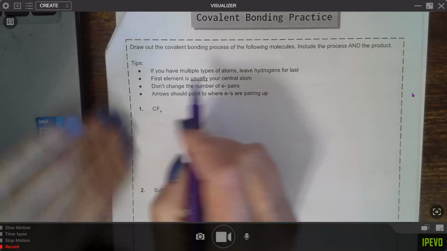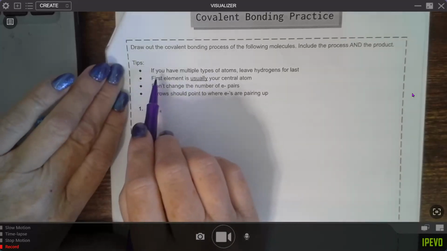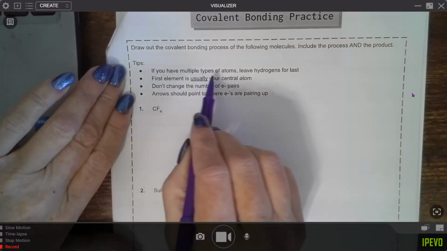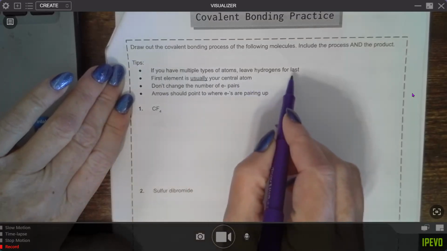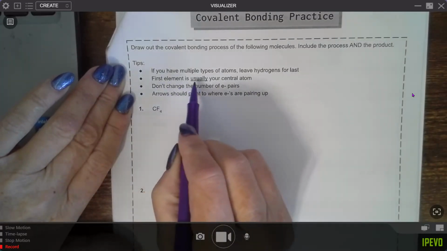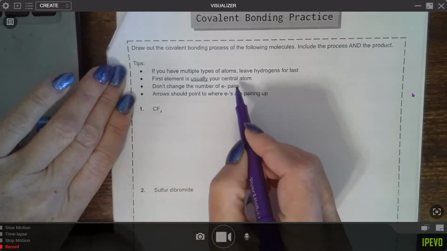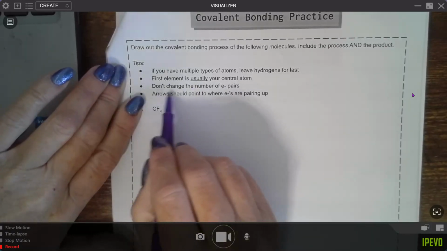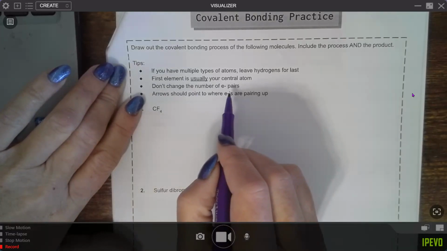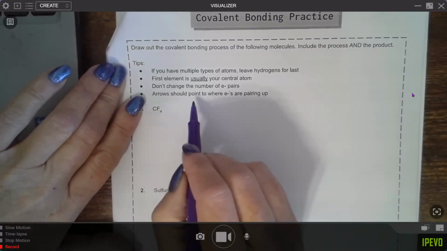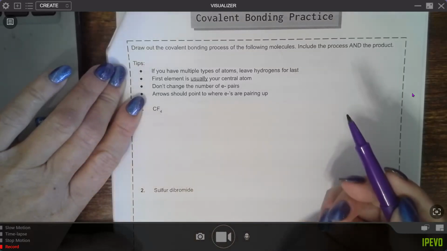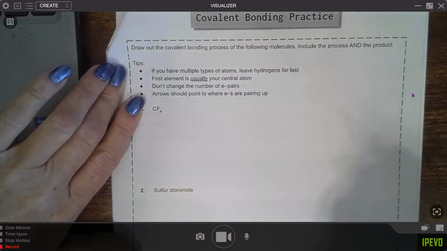Alright, so CF4. A couple of tips. If you have multiple types of atoms, leave hydrogens for last. The first element is usually your central atom. Don't change the number of electron pairs. And arrows should point to where electrons are pairing up. Now, what does that mean? Let's use this first example.